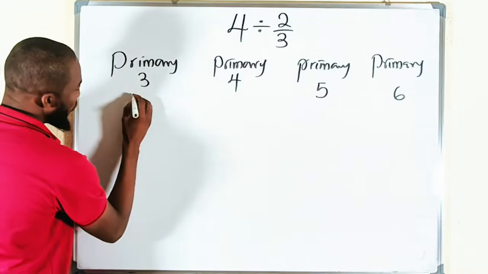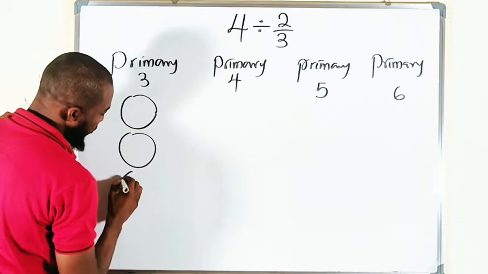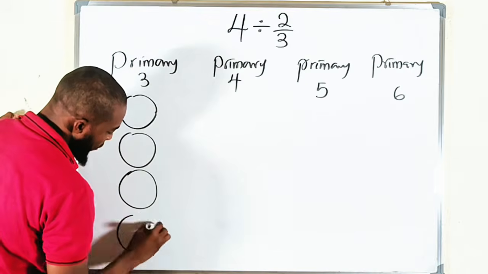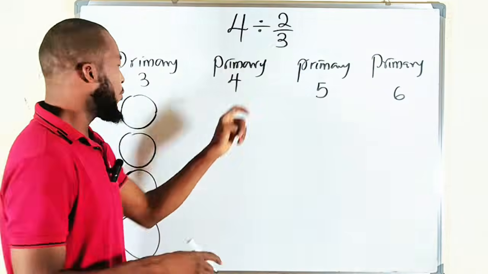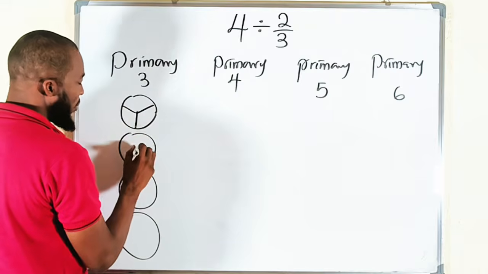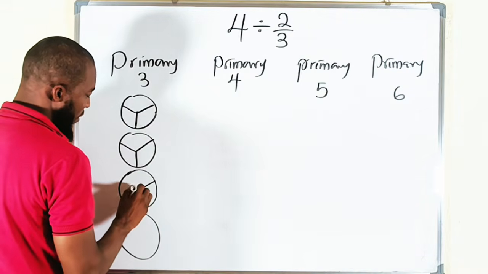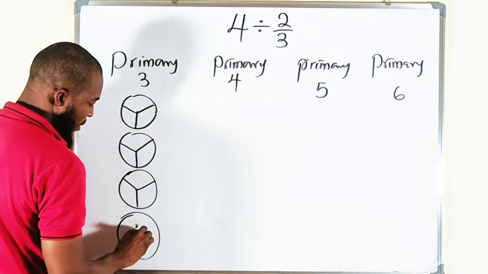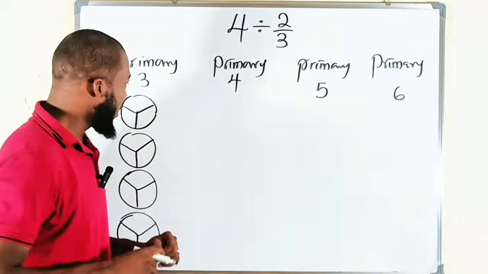So draw on the board 4 pieces. 1, 2, 3, 4 complete pieces. Then because we are taking 2/3, you can divide each piece into 3 equal parts. I might be wrong. This is why I am inviting you.